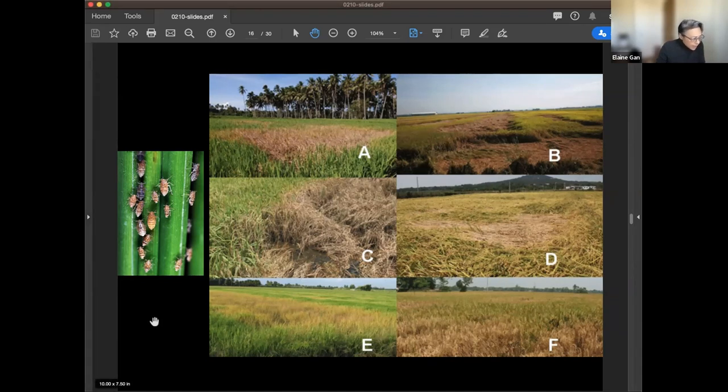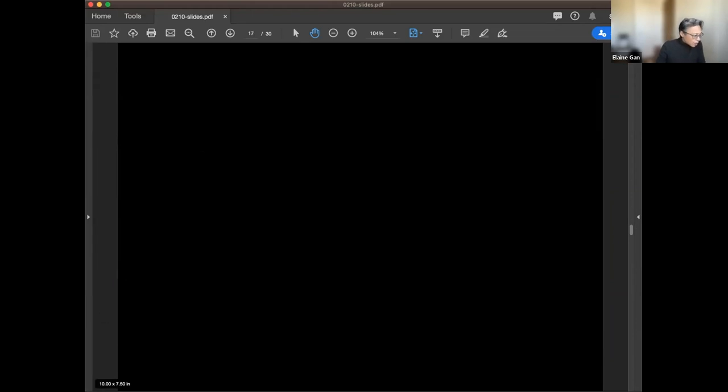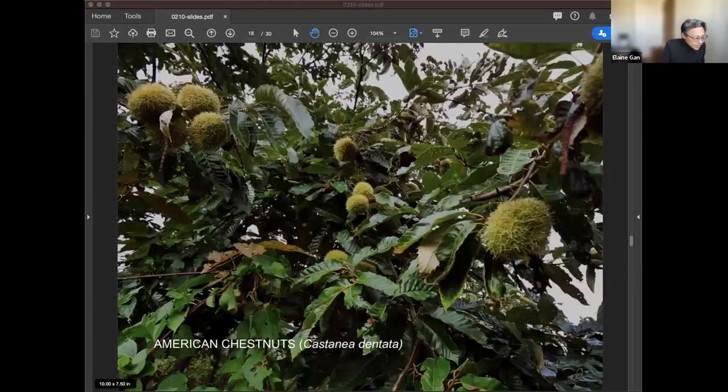So I'm going to leave rice fields for now, and I'm going to shift to the second crop, which brings us closer to where we are today on the East Coast of the United States. This second crop, the American chestnut, elaborates on computation in a different way. What you're seeing on the screen is the American chestnut tree.